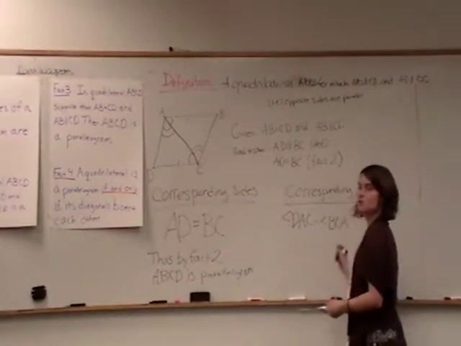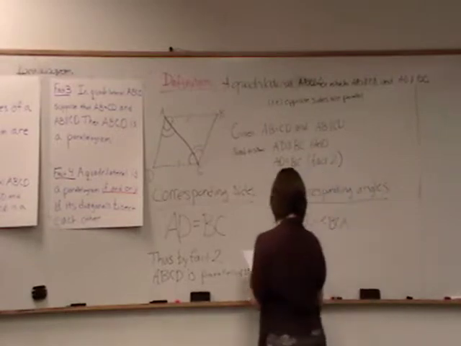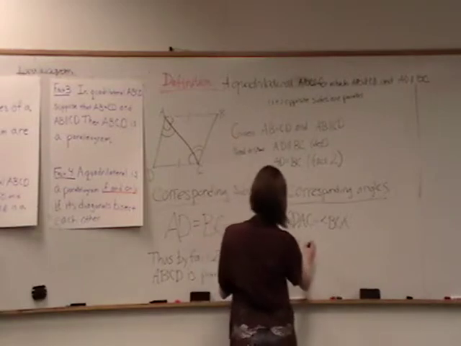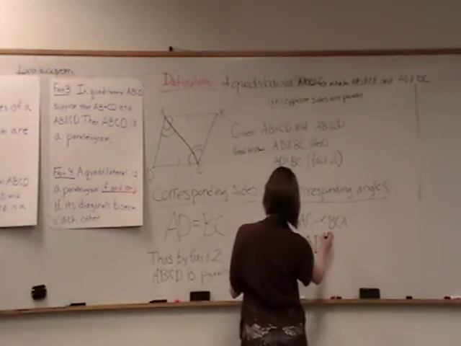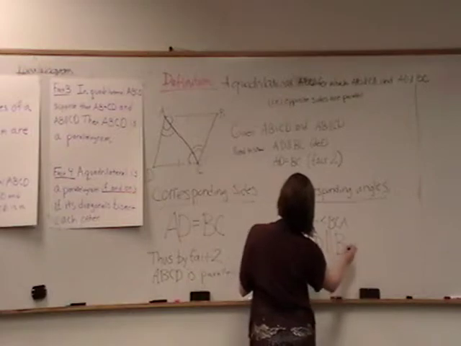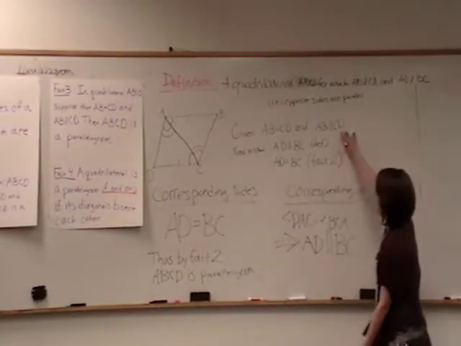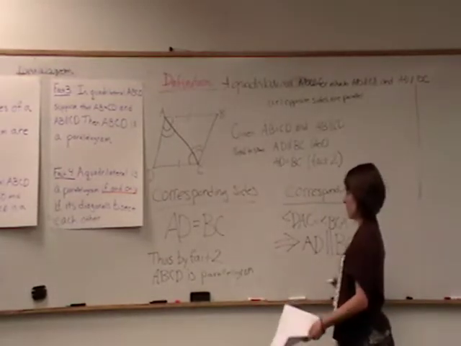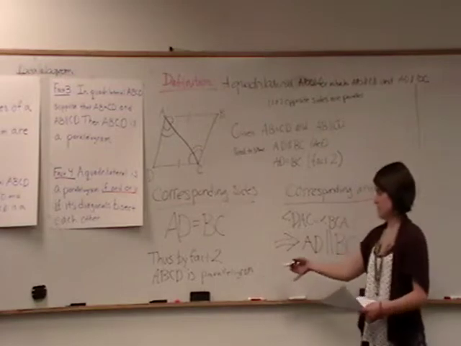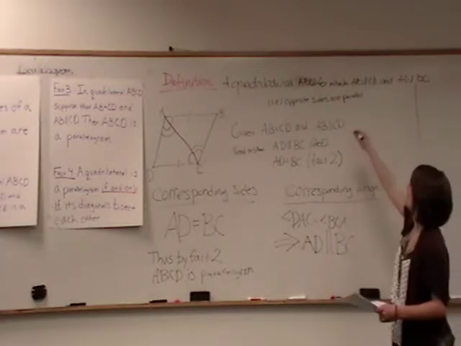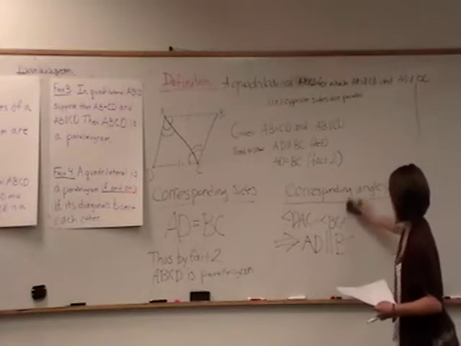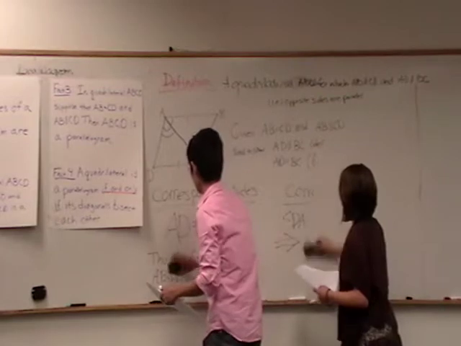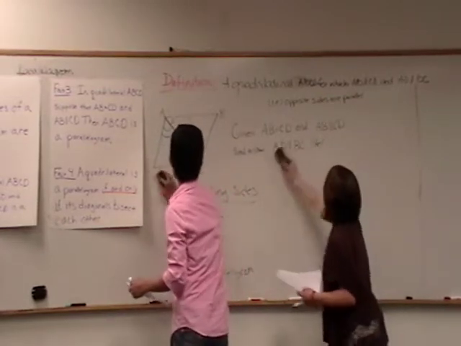Thus, using the parallel postulate that we went over earlier, this condition implies that AD is parallel to BC. And now we have that both of the opposite sides are parallel. So again, we know that ABCD is a parallelogram according to the definition. Okay. You guys following along so far are doing great.